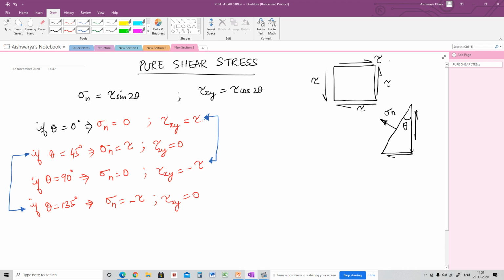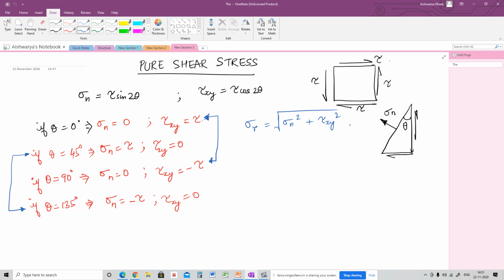And here also the same thing. To find the resultant, you have to use sigma n square plus tau xy square, under root. That gives the resultant stress acting on a plane.